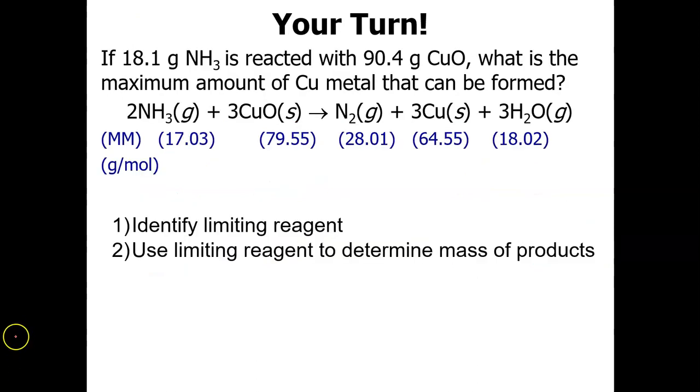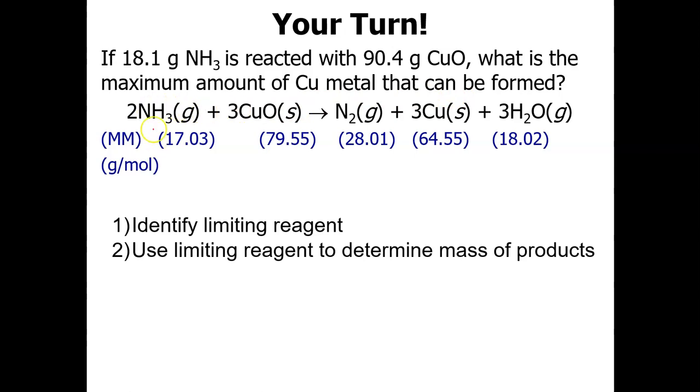And this last one I'm going to have you do on your own. I did give you the molecular mass, so the 14 plus 3, right? This is the grams per mole here in blue, for each of these molecules or compounds. And so you should use those to solve this problem. If 18.1 grams of ammonia is reacted with 90.4 grams of copper oxide, what is the maximum amount of copper metal that can be formed?